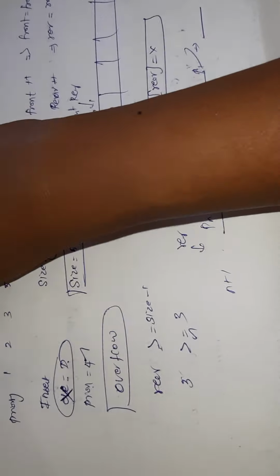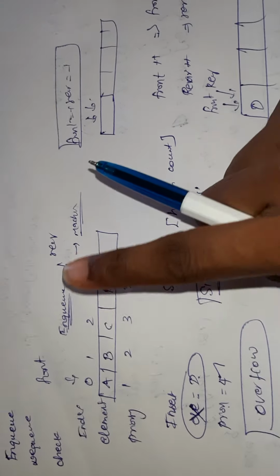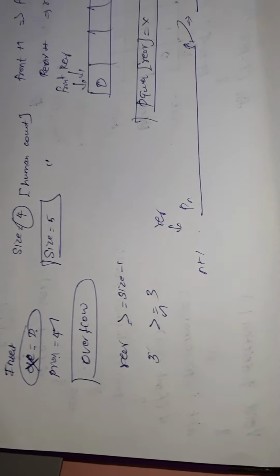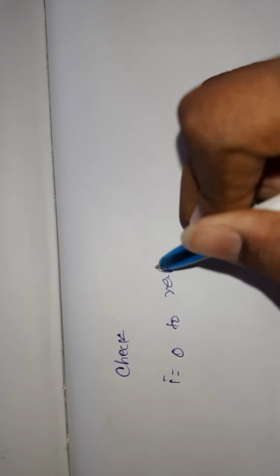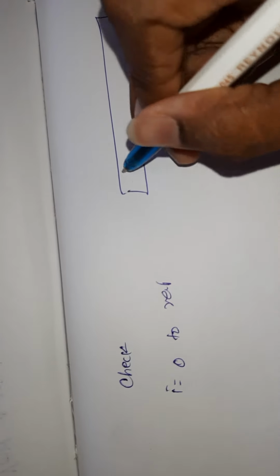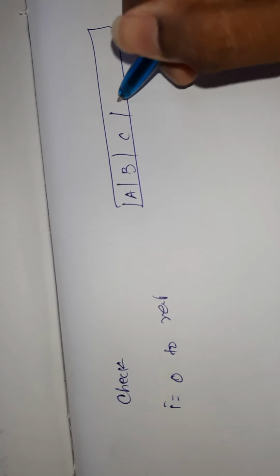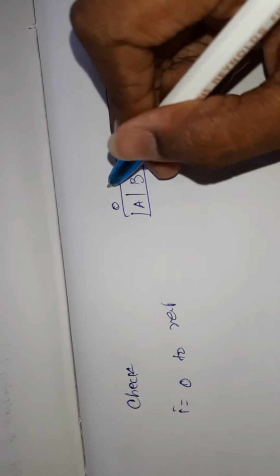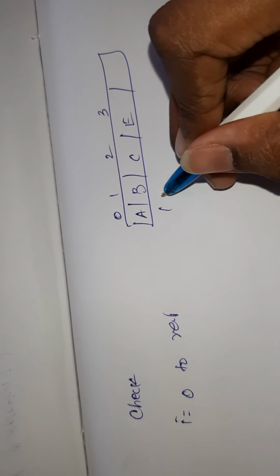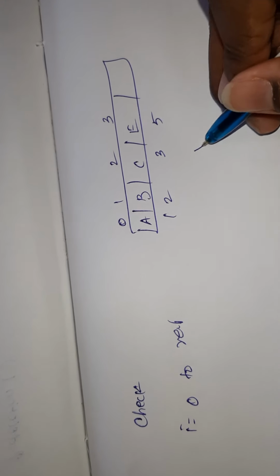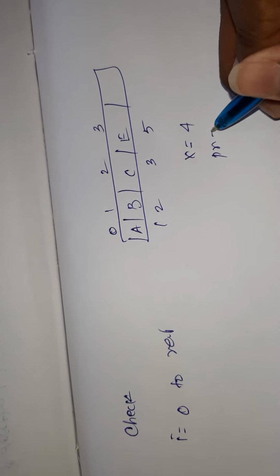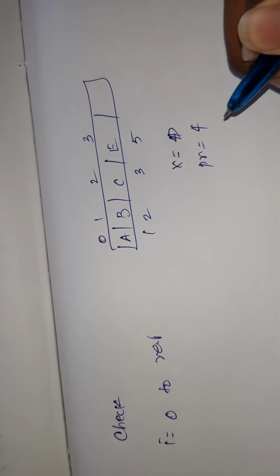So, now we are going for the check operation. In the check operation, first we should check from I equal to 0 to rear. For example, according to the question I gave A, B, C, E, and one more thing is there. This is your index, this is your priority. I want to insert D, and their priority is 4.